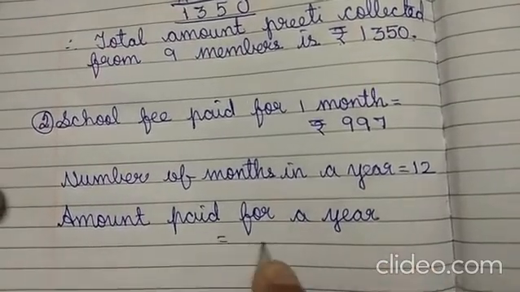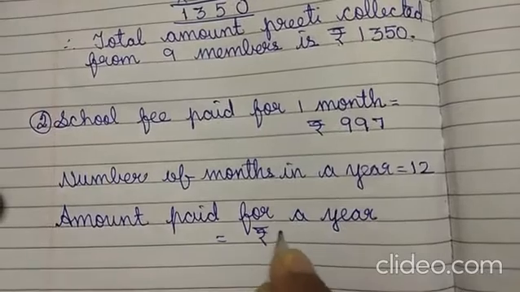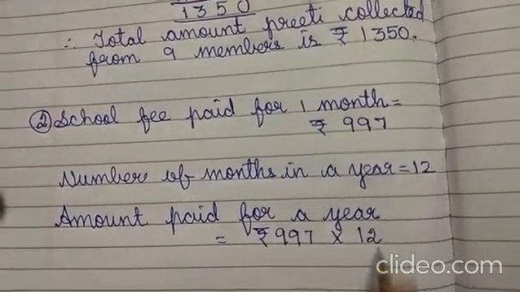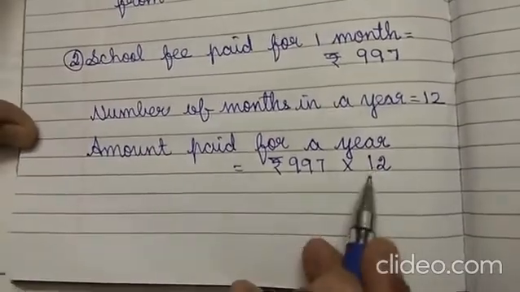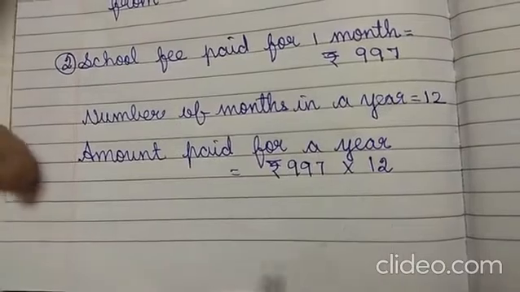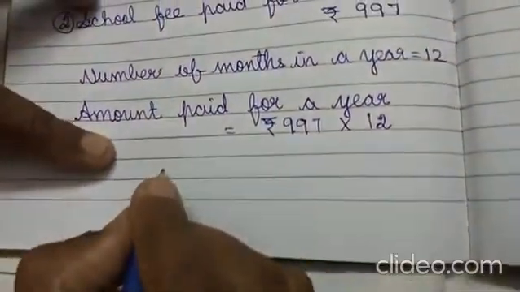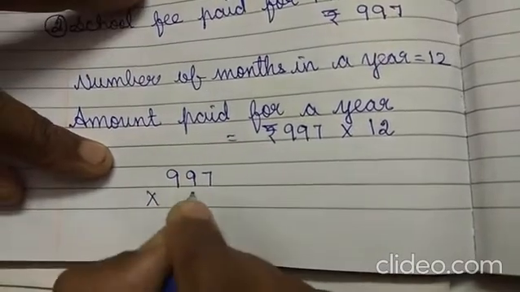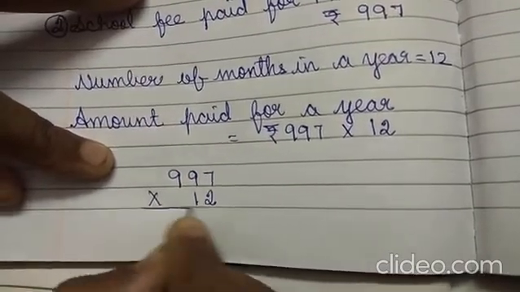So what you have to do? You have to multiply rupees 997 into 12. This is a 2 digit multiplier, isn't it? In the first sum we saw 1 digit and here we are seeing 2 digit. So what you have to do, children? 997 multiply by 12. It's a very easy table.